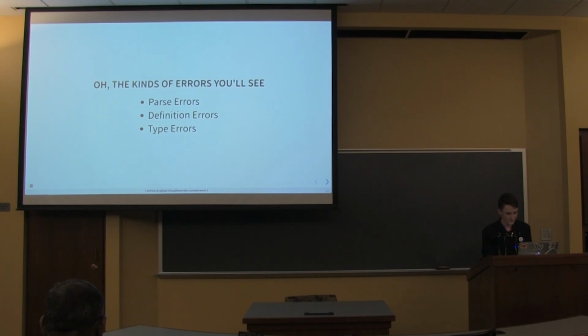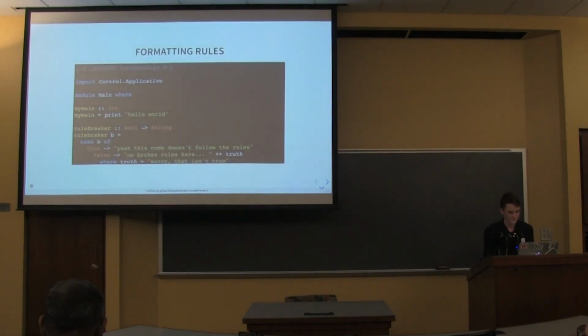Type errors occur when we've told the compiler we would do something via our types. We haven't followed through on that in our function. So after you fix all those errors, you'll get your program to run. So let's take a look at parse errors first.